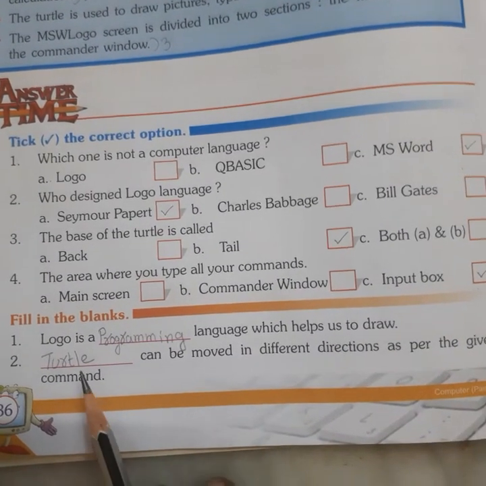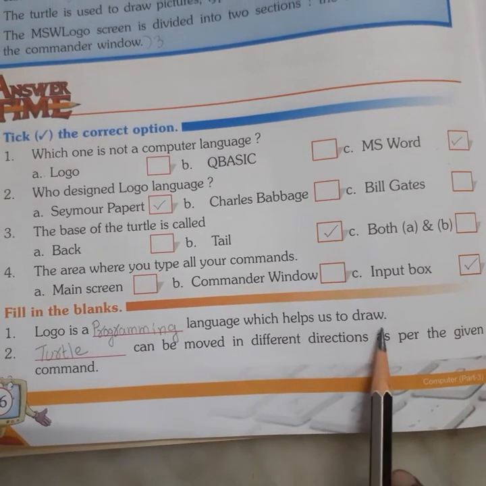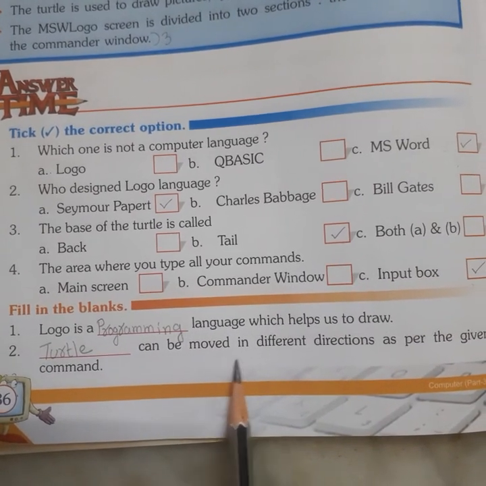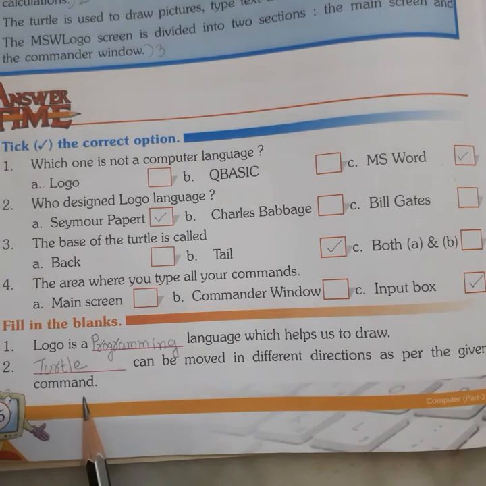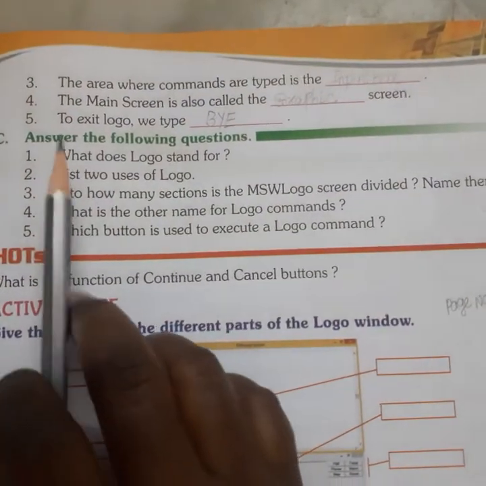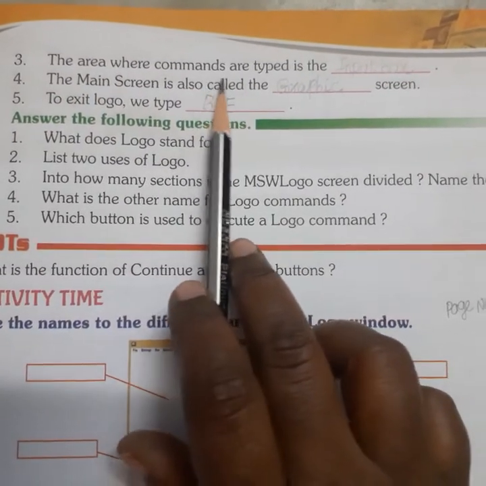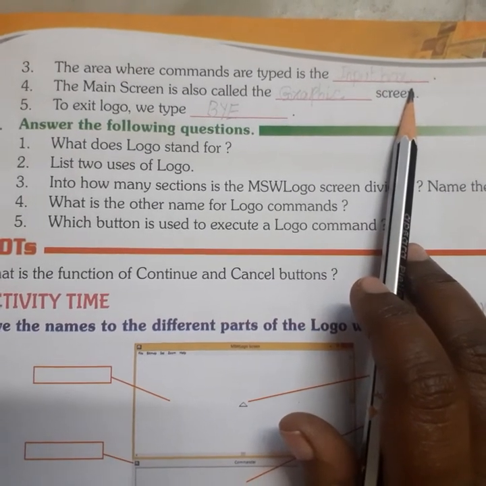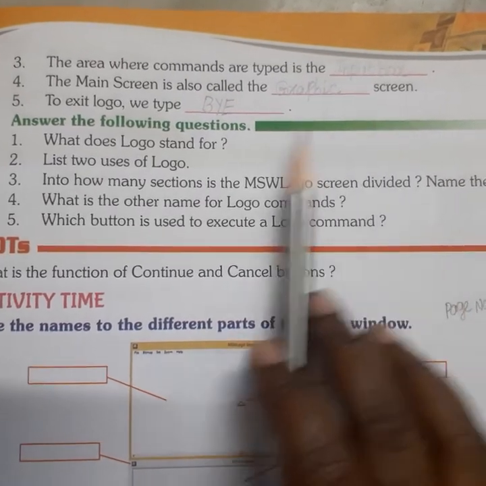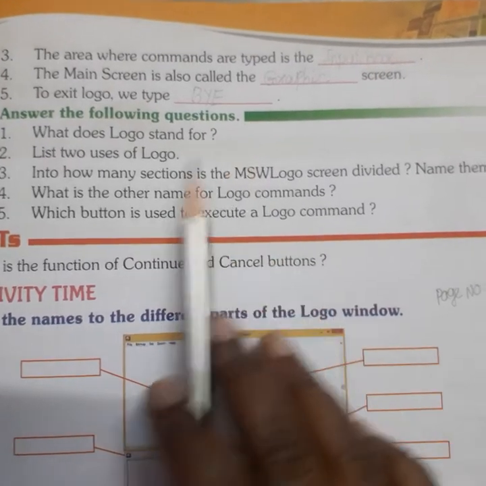Next, fill in the blanks, children. Section B, fill in the blanks. Logo is a programming language which helps us to draw. Next, turtle can be moved in different directions as per the given command. Next, see children, third one. The area where commands are typed is the input box. Next, the main screen is also called the graphic screen. Next, to exit Logo we type BYE. Okay, so these are the fill in the blanks.